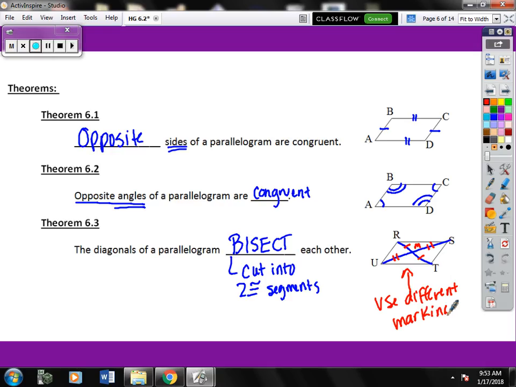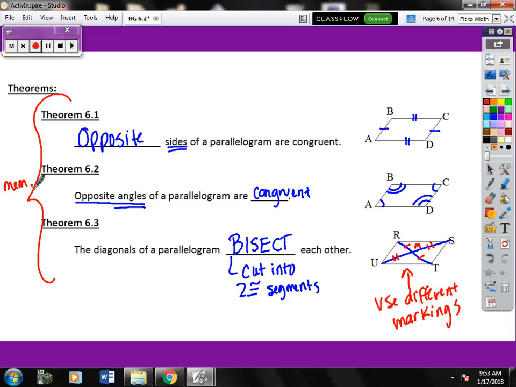So use different markings. Now, whenever we get to some of the other shapes, you'll find out that the diagonals are congruent and bisected, which means you could put the same marking. But for a parallelogram, we don't know that those are the same numbers. Okay? You do want to memorize these theorems. That'll help you to solve all of the algebra problems.